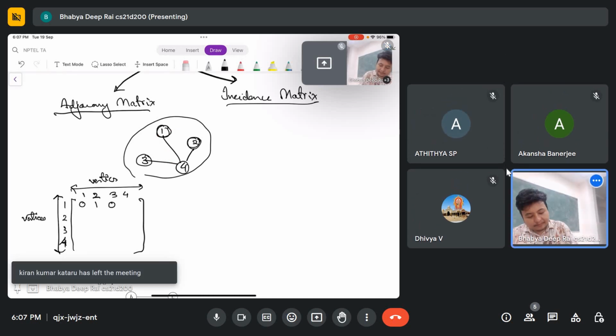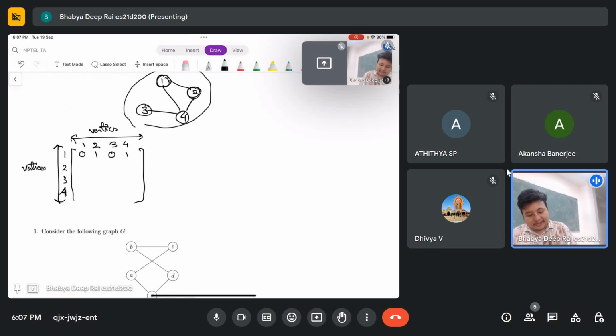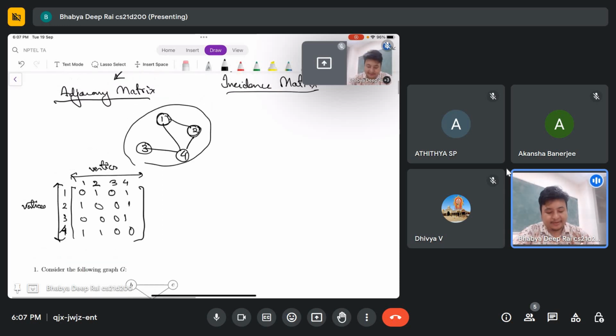I'm going to put a 1 between 1 and 4 here. I'll continue. 2 is connected to 1, and 2 is connected to 4. 3 is connected to 4, right, and nothing else. 4 is connected to 1, and 4 is connected to 2, and nothing else. So this is what is called the adjacency matrix. We looked at it last week also, so just giving you a bit of revision.